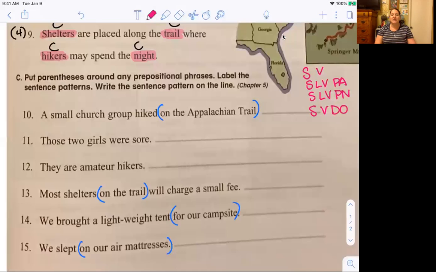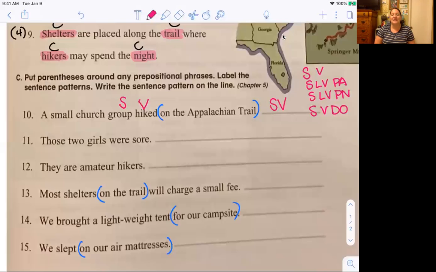So let's look at number 10. A small church group hiked. What's your verb? Hiked is your verb. Is it linking or is it action verb? It's an action verb. So we're just going to put a V. Who hiked? Group hiked. So that's your subject. Now, if we don't have anything past the verb, our sentence label is just subject, verb.